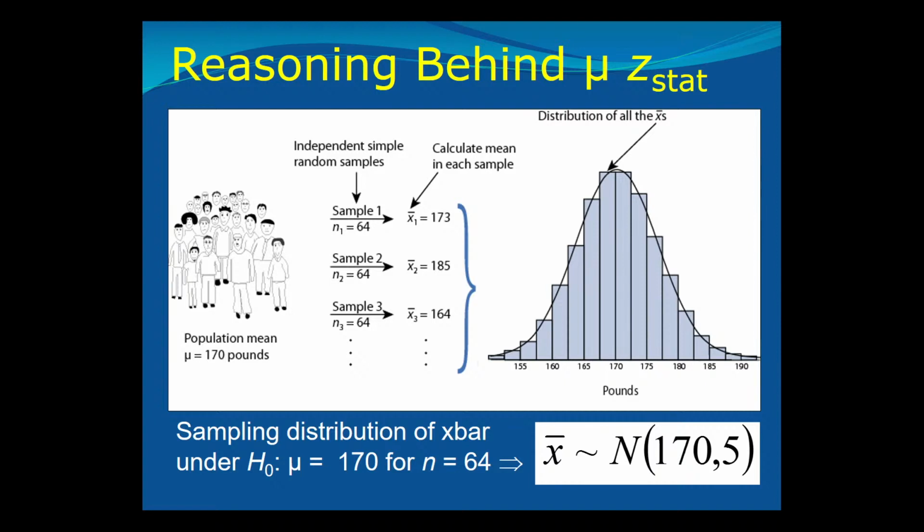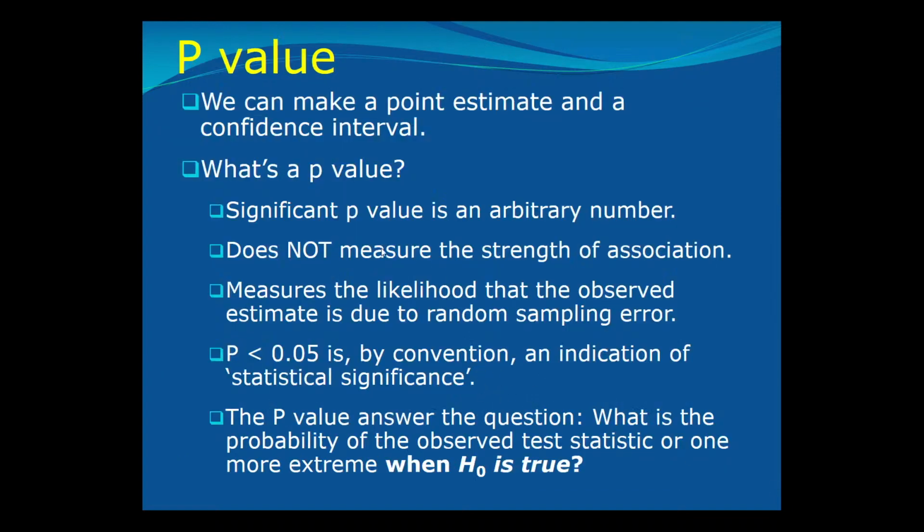So we can make a graph of the distribution of all the possible means in body weight. The graph is shown on this slide, and the distribution of this graph is the normal one. And look at the mean. For this graph, the mean equals 170 pounds.